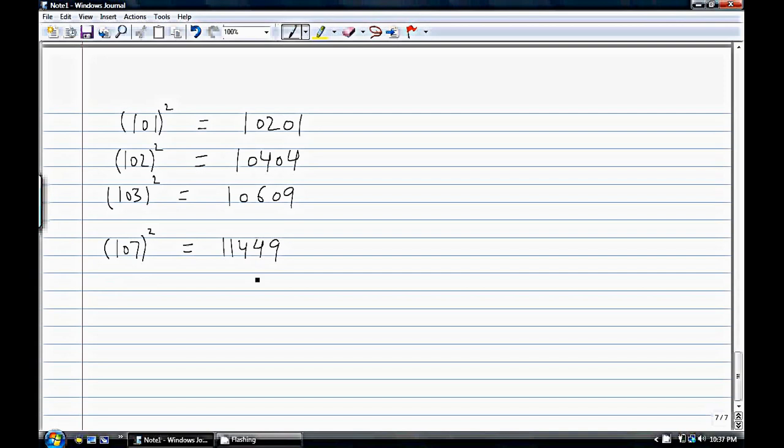So how do I come up with this formula? If you look carefully, (100 plus x) square is equal to 10,000 plus 200x plus x square. So if I use the same formula to square the numbers which are below 100, instead of writing x, I have to use minus x.